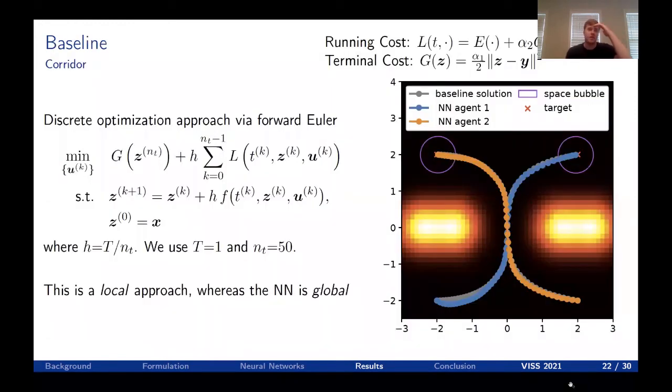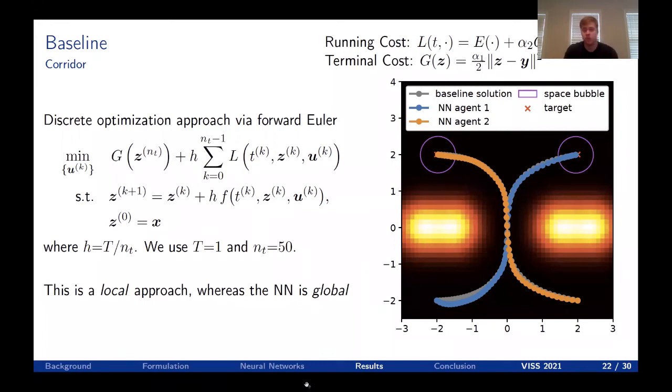The baseline itself, we just did a discrete optimization approach where we used forward Euler to solve the initial loss and the time integration of the running cost. So this would be one way to solve the problem. And then your controls in this approach are the velocities themselves. So every time step, you are told which vector to head in.